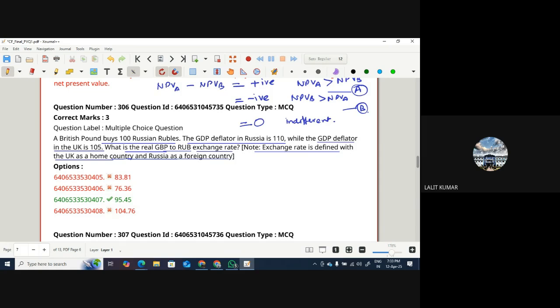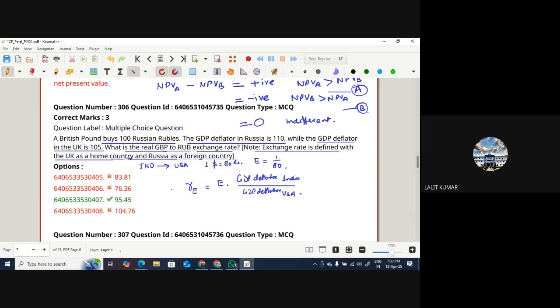Okay. So we can do it in two ways. I will just give you an example. For example, when we consider India to USA and we say $1 is equal to 80 rupees, then we take the exchange rate E equal to 1 by 80. And the real exchange rate, if I call it RE, is equal to E into the GDP deflator of India over the GDP deflator of USA.